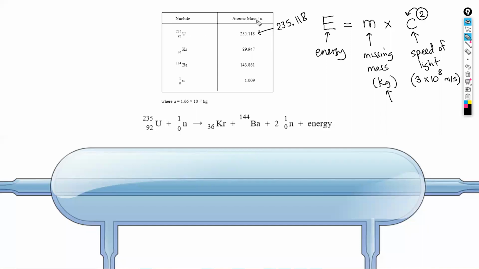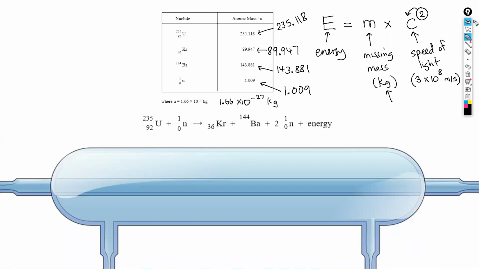U is something called an atomic mass. An atomic mass is not in kilograms. We will need to convert it to kilograms. This value here is 89.947. This one here is 143.881. And this here is 1.009. And what you're seeing below here is 1.66 multiplied by 10 to the power minus 27 kilograms.